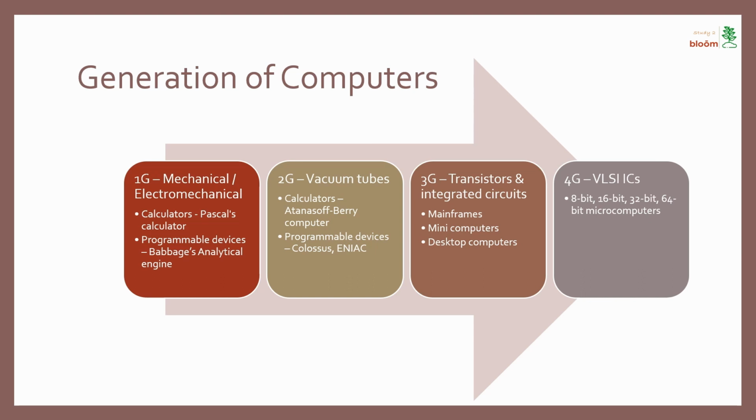In the third generation of computers, they used transistors and integrated circuits. Mainframes, mini-computers, and desktop computers were introduced in the third generation. And in the fourth generation, we are using more sophisticated machines.